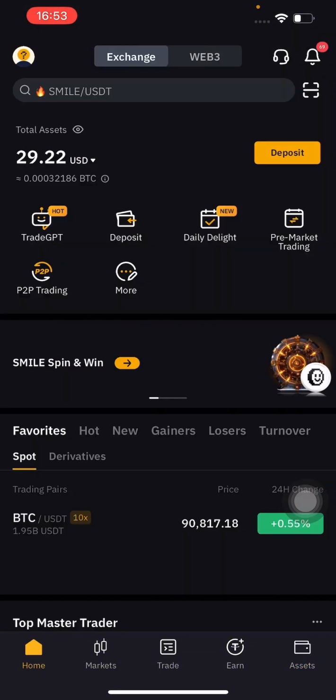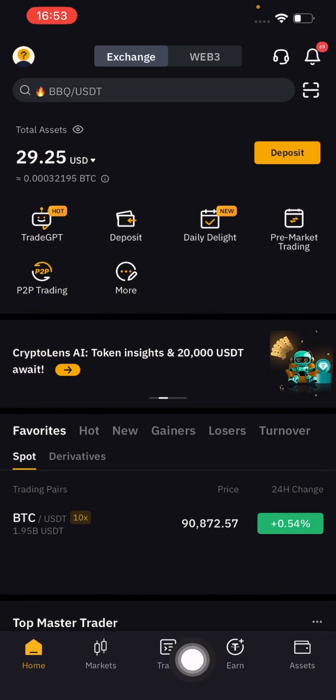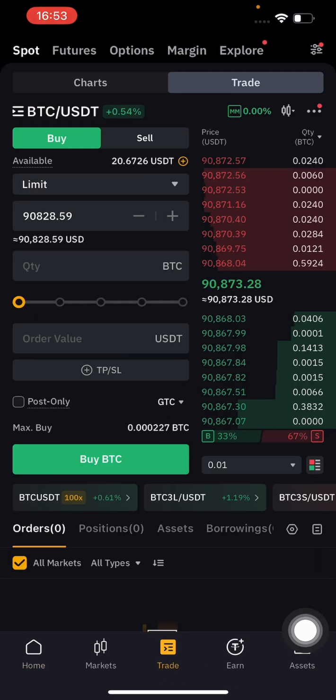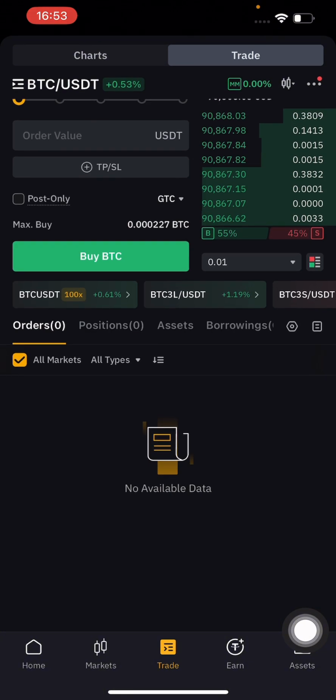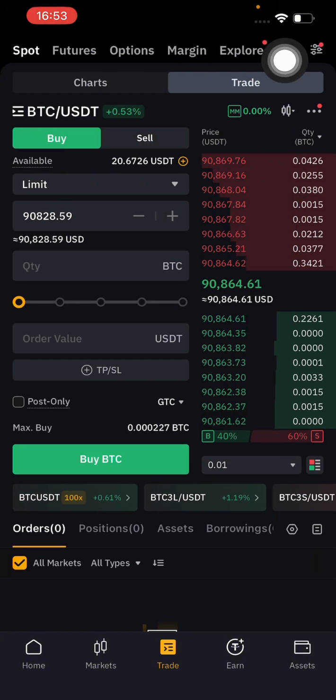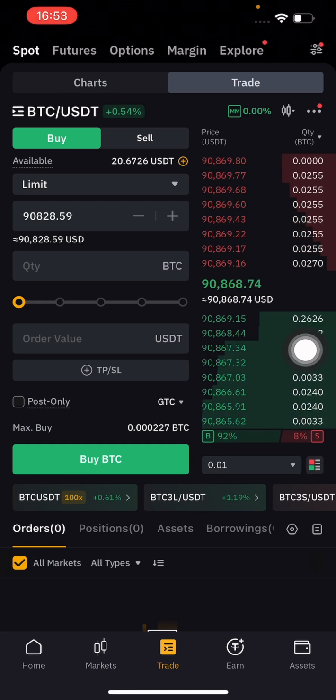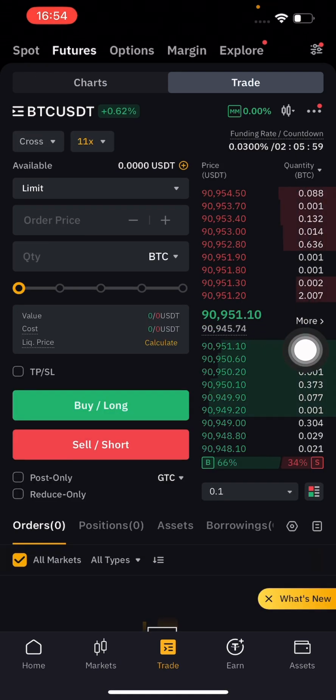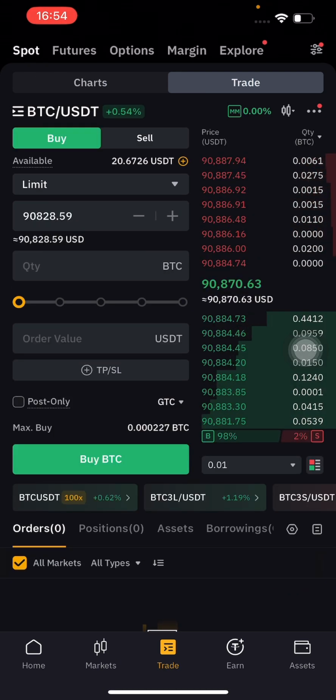Now I can go and do the spot trading. Down here where you have trade, you click on trade. Up here you can see you have spot, futures, options, margin, explore. You're just going to leave it at spot. If you click trade and it comes up at futures, you just click back to spot. Okay, guys, now here is the spot trading interface.